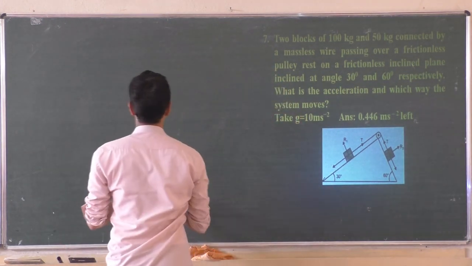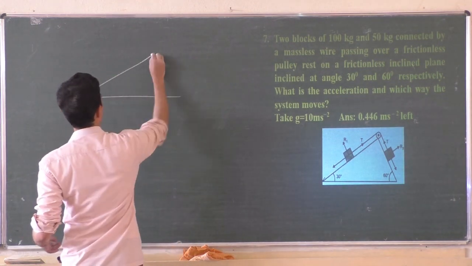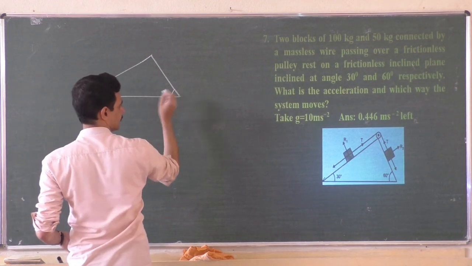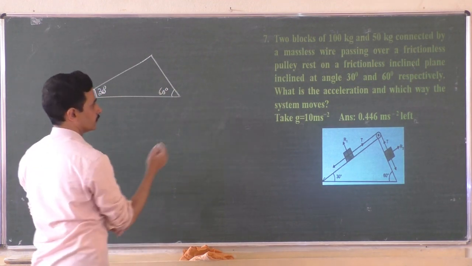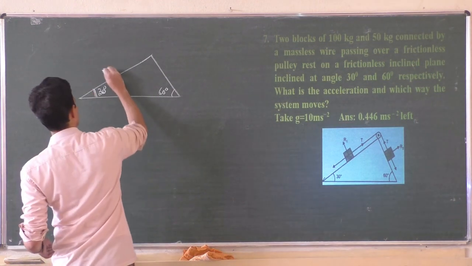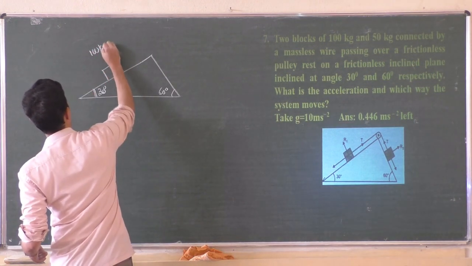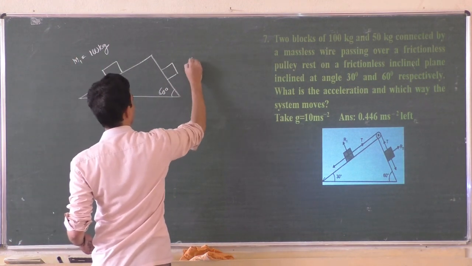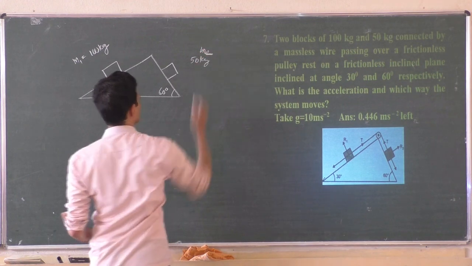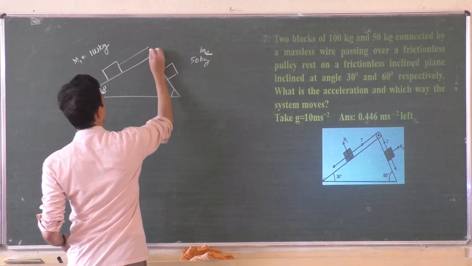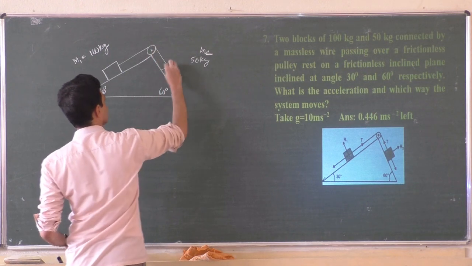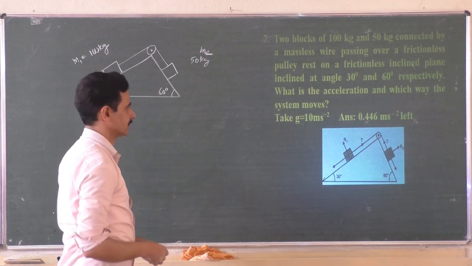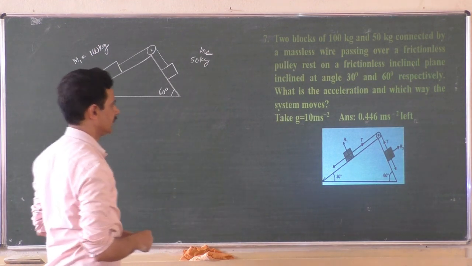Right, so there are two masses. This is 30 and this is 60, correct? Yes, and there are two masses, 100 kg and 50 kg. 100 kg, I'll write it as M1 and here is 50 kg, M2. They are connected by a frictionless pulley like this, and massless, so you can neglect all the masses. What is the acceleration and in which way does the system move?